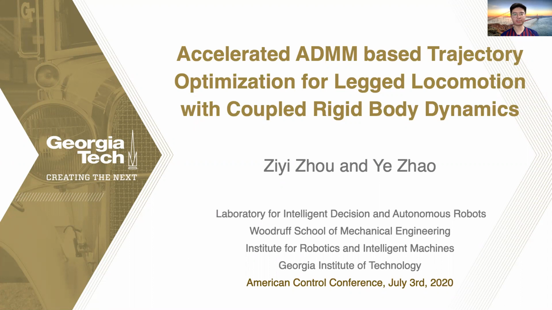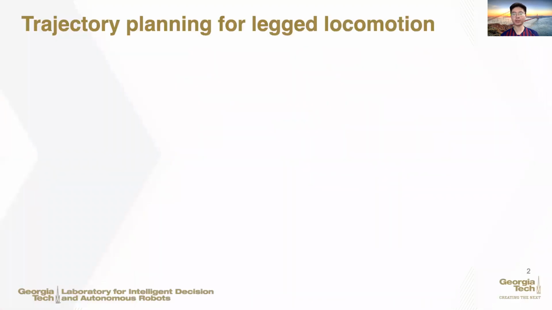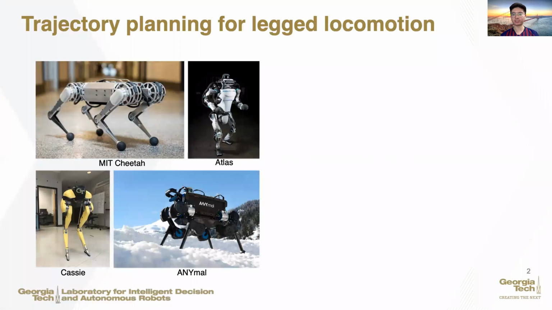The title is Accelerated ADMM-based Trajectory Optimization for Leg Locomotion with Coupled Rigid-Body Dynamics. Nowadays, leg robots are arousing more and more attention because of their abilities to achieve highly dynamic motions, such as jumping or even backflipping, as they can traverse very rough terrains that mobile robots can never reach.